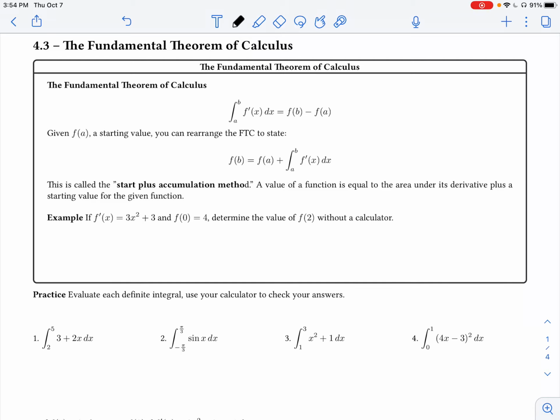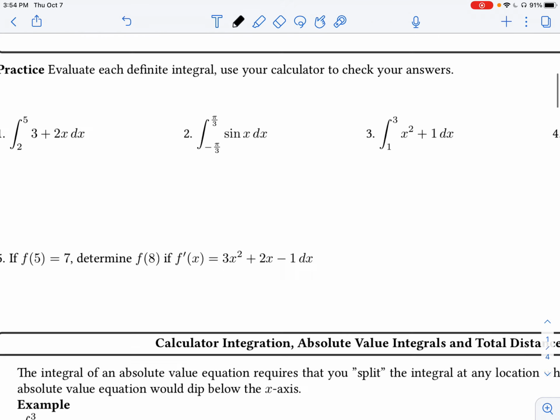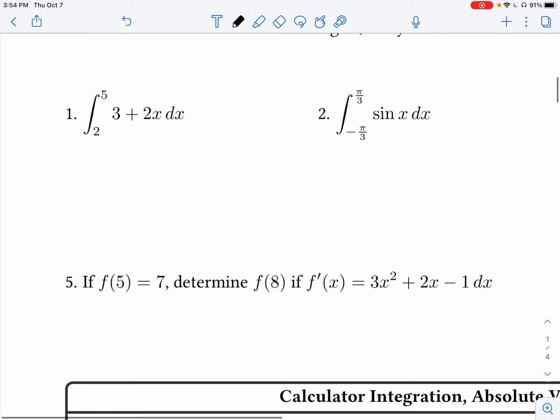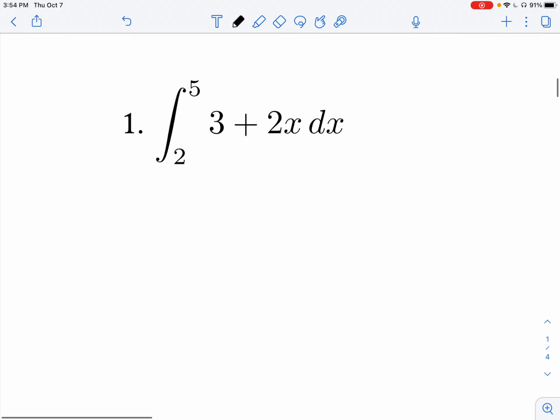All right, now that we hopefully have a solid understanding of the fundamental theorem of calculus, let's actually start applying it. So before I talk about the start plus accumulation method, let's make sure that we know how to evaluate definite integrals. Okay, so let's start with this first problem here. Number one, starting with something fairly basic.